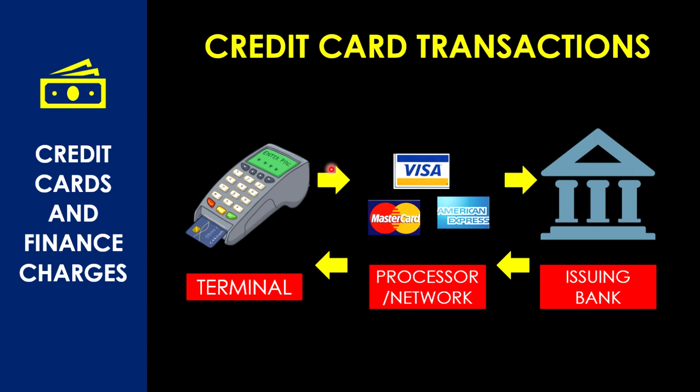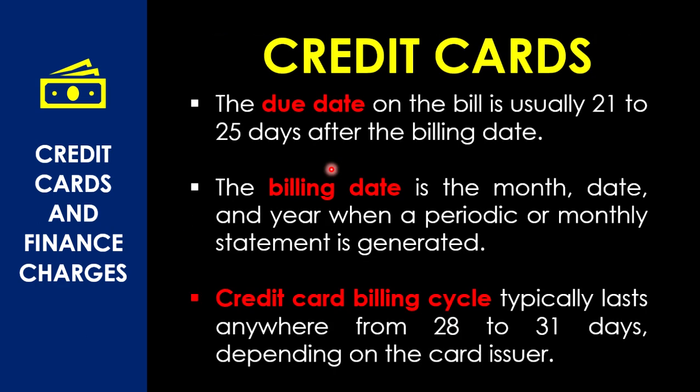Now, there are other terms that you need to consider also, such as the due date. The due date on the bill is usually 21 to 25 days after the billing date. So what's the billing date? The billing date is the month, date, and year when a periodic or monthly statement is generated. So you'll have your bill, the summary or statement of your account, covering the things that you have bought or your payments to the bank.